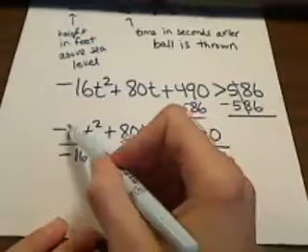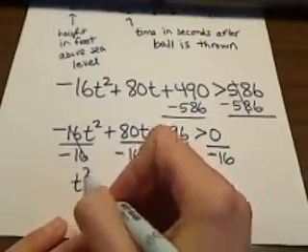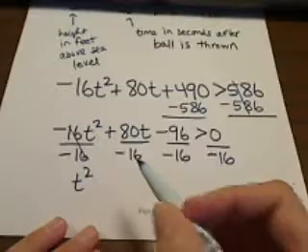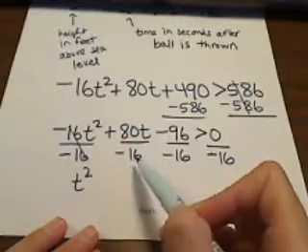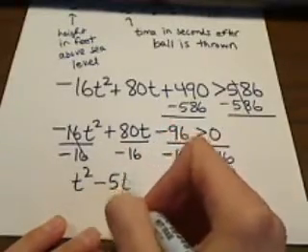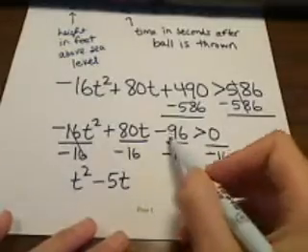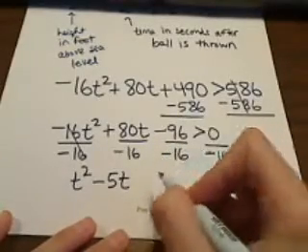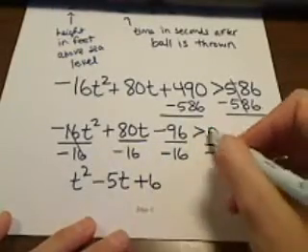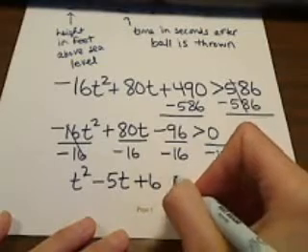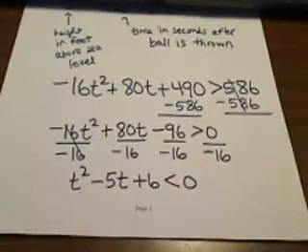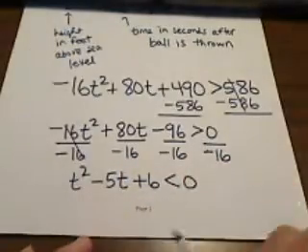Okay, so this is going to become t squared, and then the 80 divided by negative 16, we get a negative 5t. This is going to become a positive 6. And this is where I'm saying 0 divided by a negative number, we're going to end up having to flip that sign, becomes a less than 0. Okay, so this is what we're solving now.